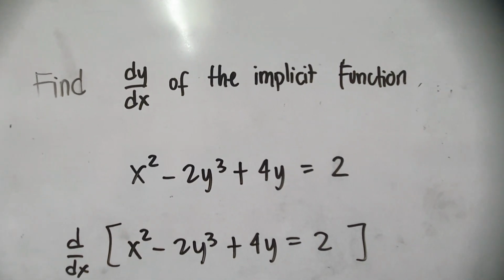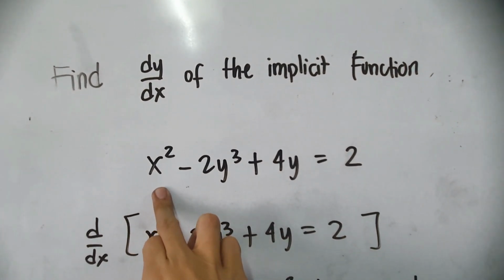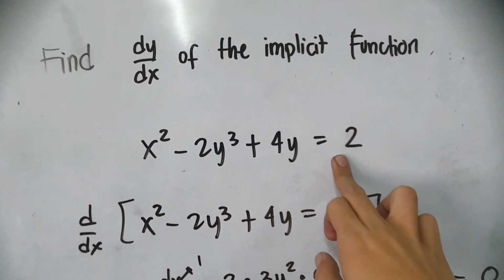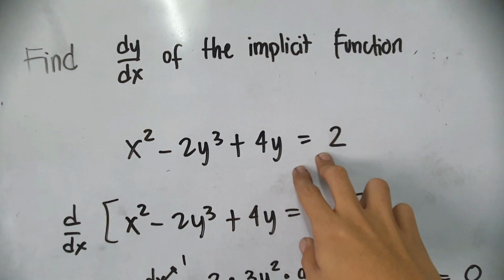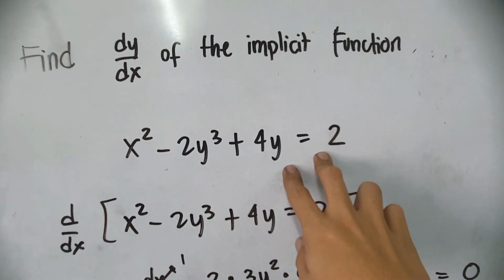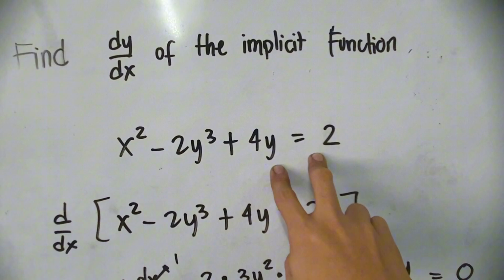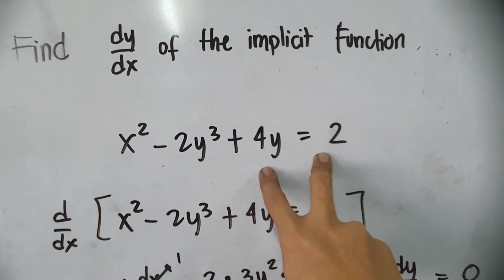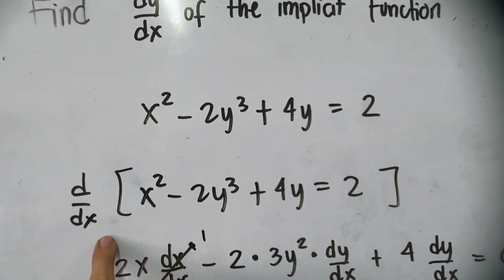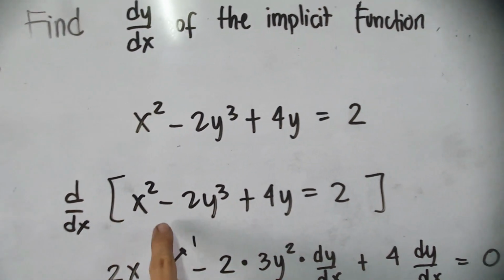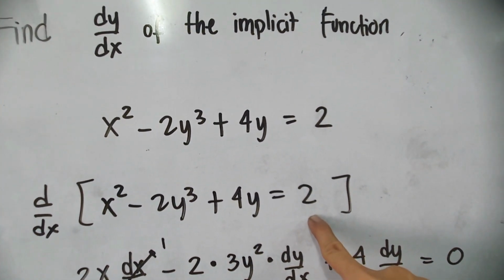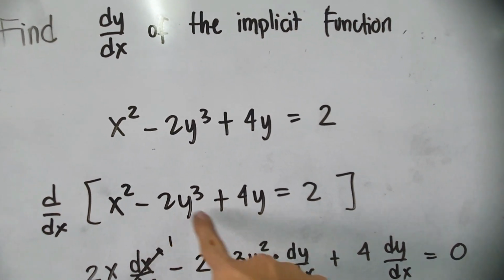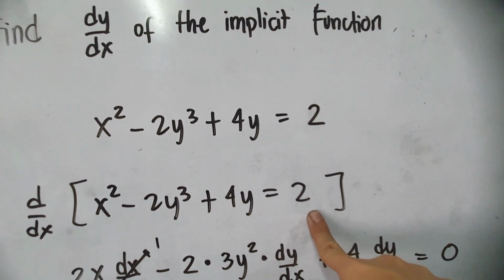Find dy over dx of x squared minus 2y cubed plus 4y equals to 2. So having learned from the step 1, we don't need to rearrange, we don't need to transpose, and we don't need to alter this equation any longer. All we need to do is apply the derivative with respect to x into our implicit form of the equation. So as you can see, we have how many terms? 1, 2, 3, 4 terms in our equation.